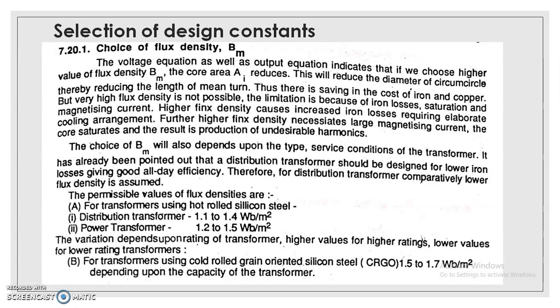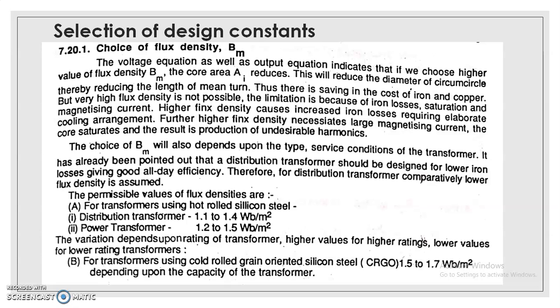As we stated, flux density Bm is equal to flux per unit area. If I am choosing a higher value of Bm, obviously flux density is directly proportional to the flux and inversely proportional to the area of the core. So if you are choosing a higher value of Bm, the area will be reduced. The area of cross section of the core will be reduced, and the mean length of the turn will be reduced. So the required iron and copper material will be reduced.